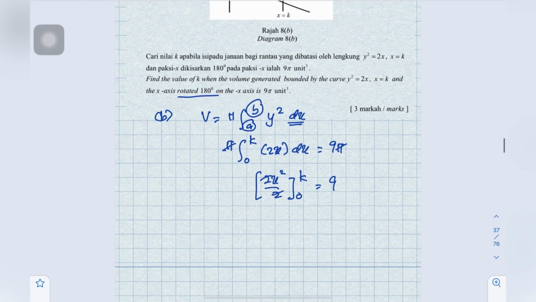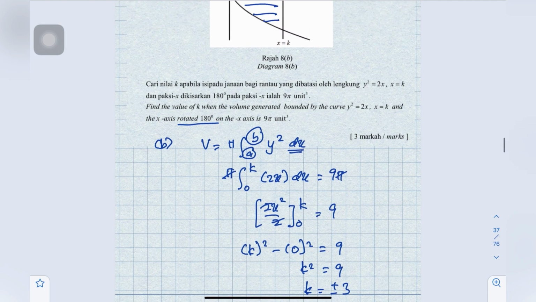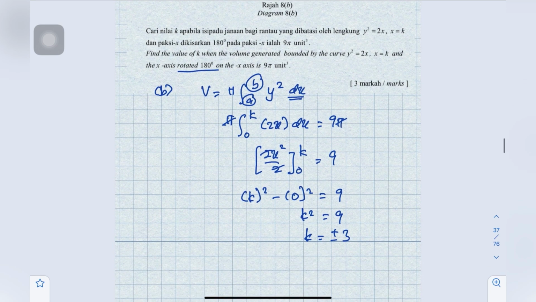Okay, so then we simplify. k squared minus 0 squared equals 9. k squared equals 9. k equals plus minus 3. Okay, but now k is at the right of the origin, so we choose the positive. So k equals 3.